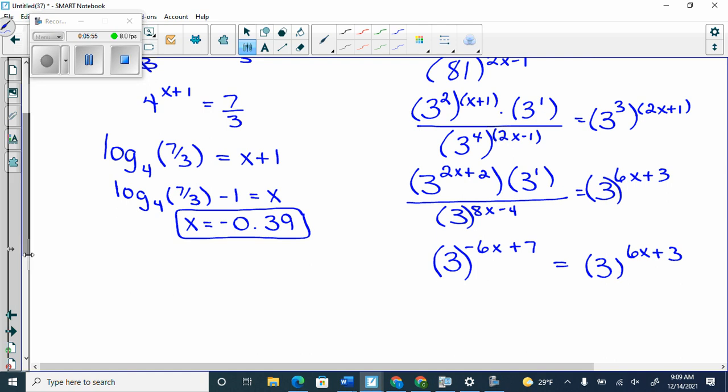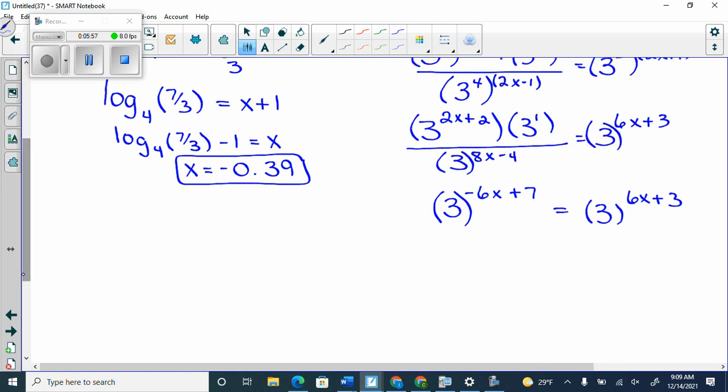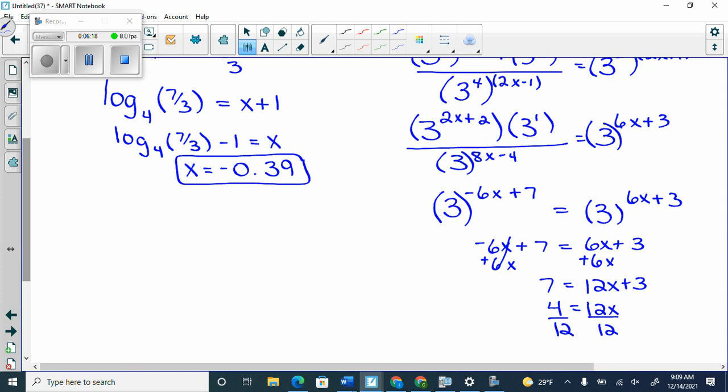So now I have 3 to the exponent equals 3 to the exponent. Now I can set the exponents equal. Negative 6x plus 7 equals 6x plus 3. Add 6x. 7 equals 12x plus 3. Subtract 3, 4 equals 12x. Divide by 12. X equals 1/3.